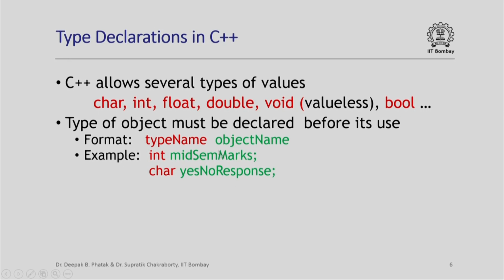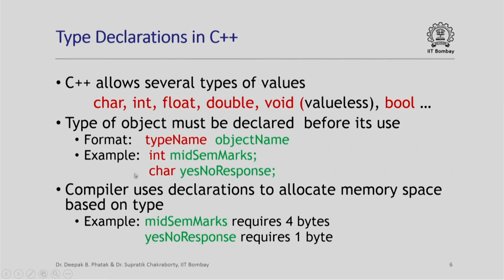Clearly, I have used variable names here which indicate what their purpose is, and this is telling what kind of value can be stored in this variable. Now, why are type declarations important? Because the compiler is going to use these declarations to allocate an appropriate amount of memory space based on the type to store the values that are going to be stored with this variable.